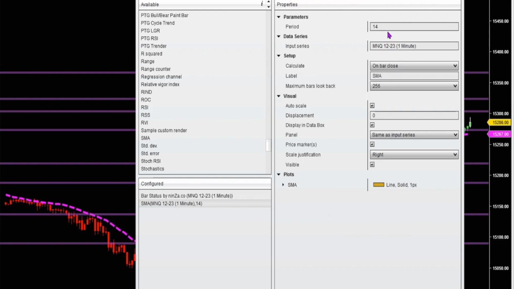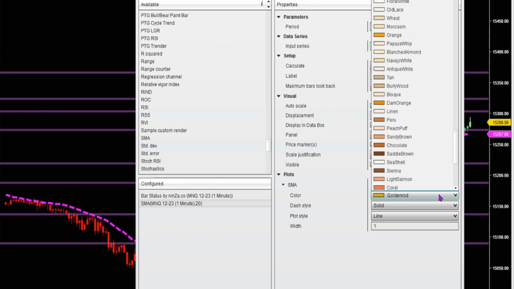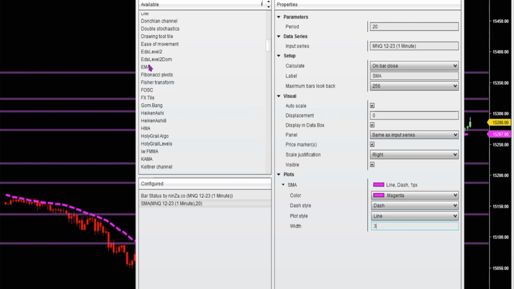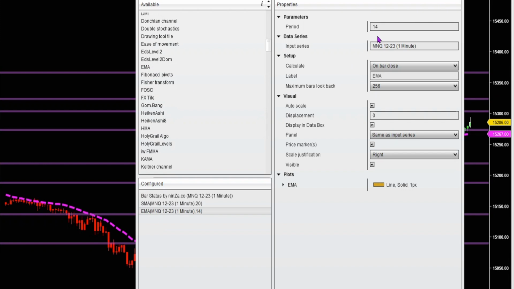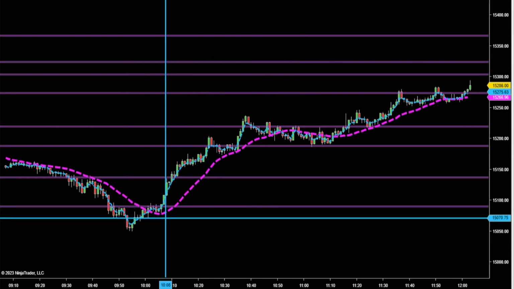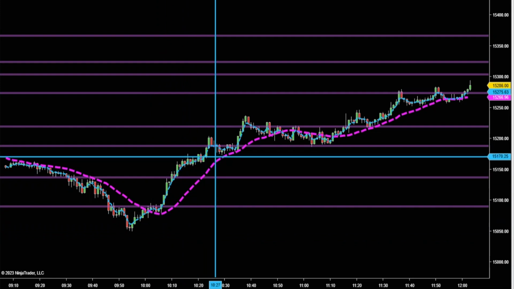SMA, I can change it to any period I want. I can change this to any color that I want. Can change the style, can change how wide. Now let's add my 3 EMA. There's an EMA. There's a period of 3.